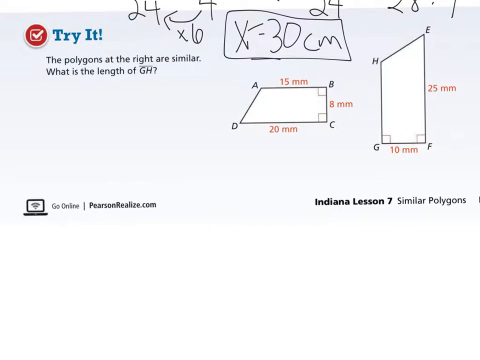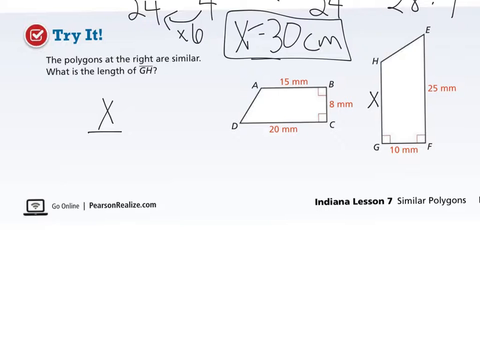So on the try it, it says that these are similar. They're asking what the length of segment GH is. When I do these proportions, I like to start with what I'm trying to find. So I'm going to start with that GH. You can put an X there, you can put another letter there.